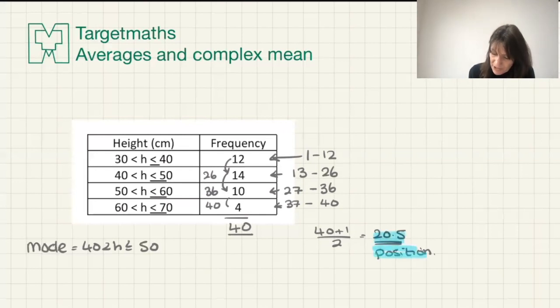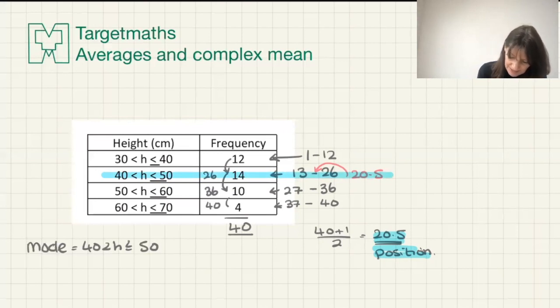I obviously want the number that lies in the 20.5 position. So here, in between 13 and 26 is my 20.5. So this is the class width with the median in it. So the median is actually the same as the mode.